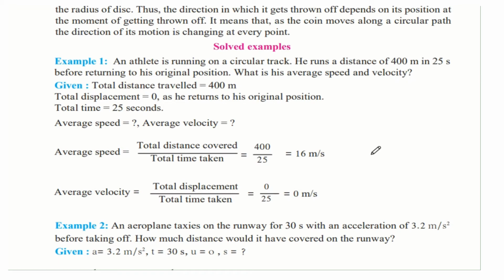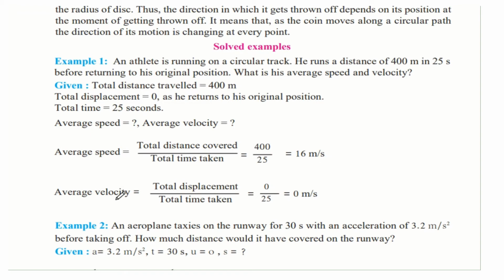So the circumference of this circular track would be 400 meters, because after he traveled this 400 meters, he returned to his original position, and he did this in 25 seconds. So what would be the average speed and velocity? As we had seen earlier, speed was equal to circumference upon time. So here the average speed will be the total distance covered upon the total time taken, which was 400 upon 25, which is equal to 16 meter per second.